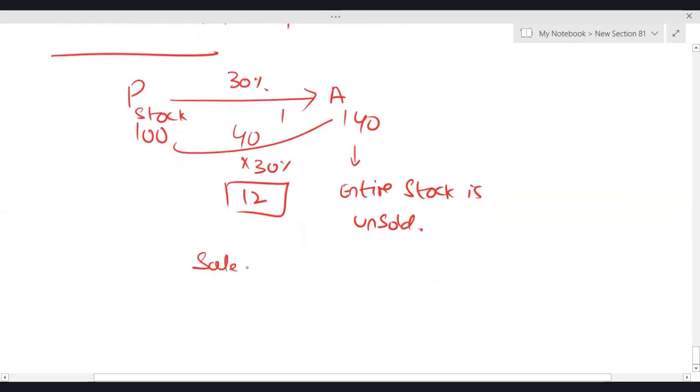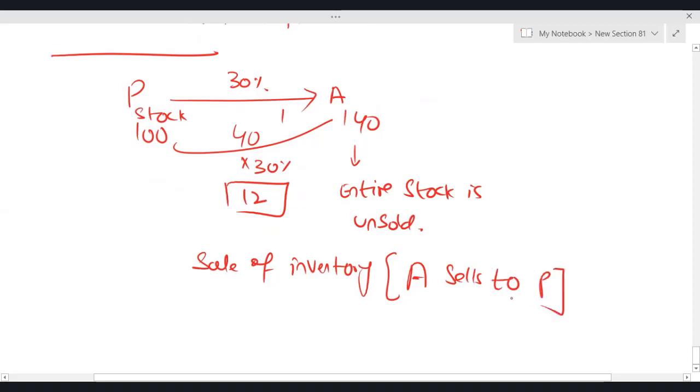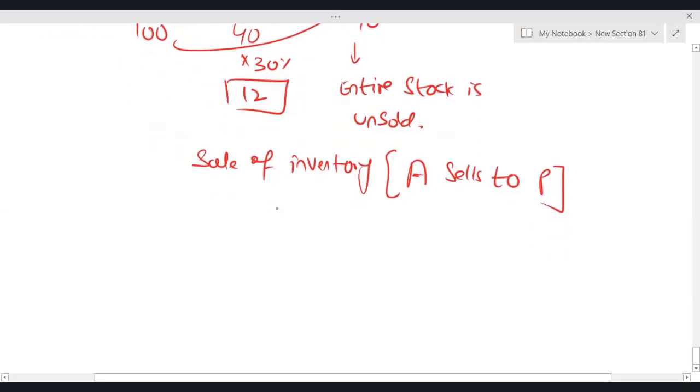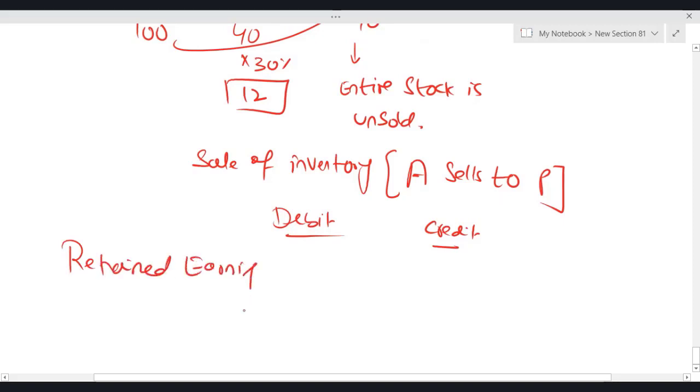Now listen, let's say again, sale of inventory, associate sells to parent. Don't forget, we are discussing the simple approach, debit and credit. Again, the same double entry: retained earnings debit, investment in associate credit.